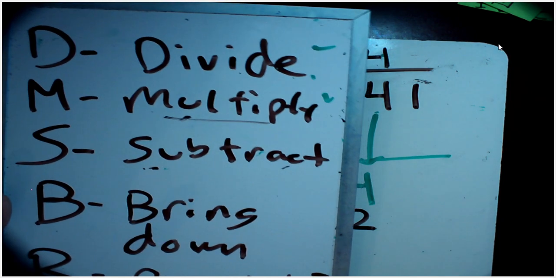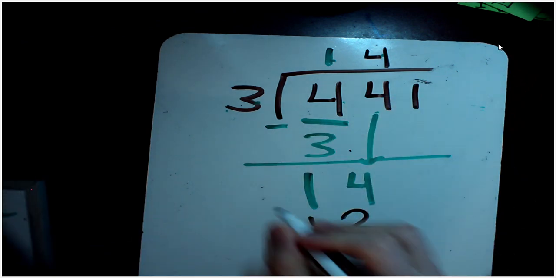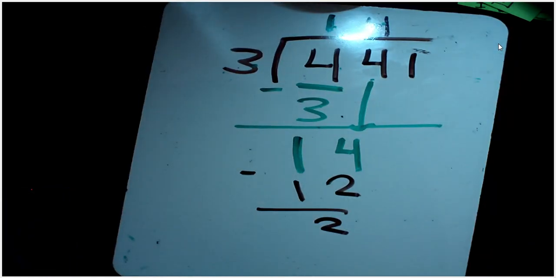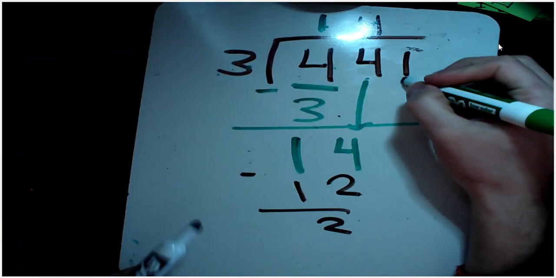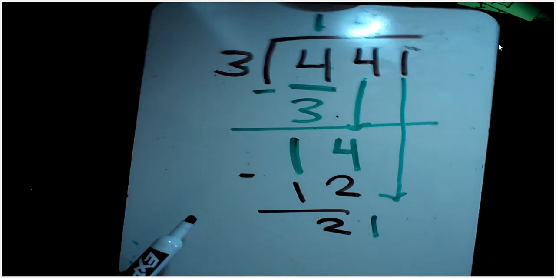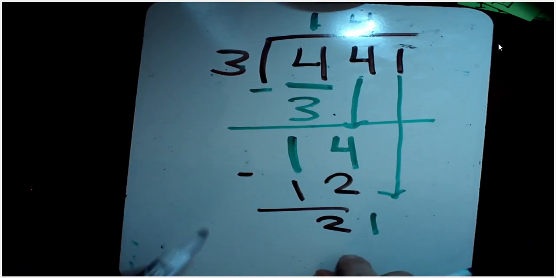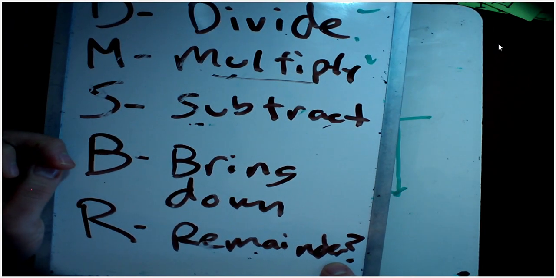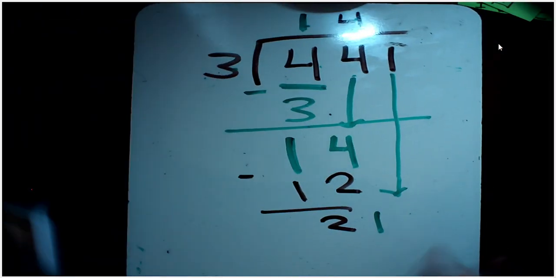Next step is subtraction. So let's look at the subtraction, right? 14 minus 12 is 2. Let's now bring down that 1. Because we divided, we multiply, we subtract, we bring down. We bring down this 1. We're looking at 21 as my new dividend. We have no remainder yet. This one doesn't have a remainder, I don't think, and neither did the one before. But we have a new dividend.